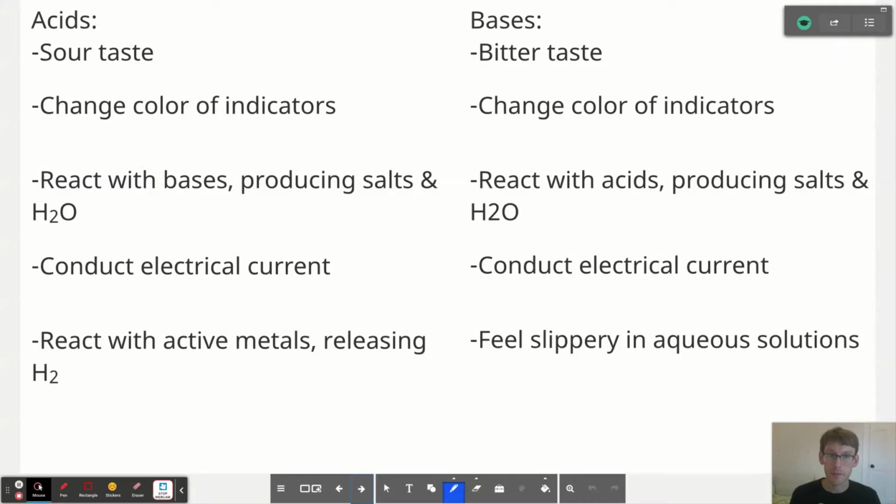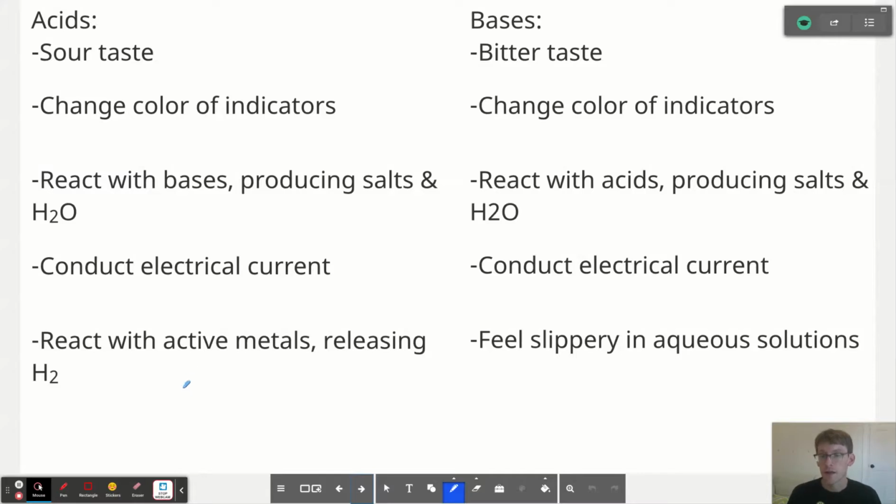Acids will react with bases, and bases will react with acids. The product of these reactions will be some type of salt and water. We'll get more into that a little bit later, not in this video. Acids and bases both conduct electrical current. But one difference between them is that acids will react with active metals, releasing hydrogen. This is something you've actually seen before.